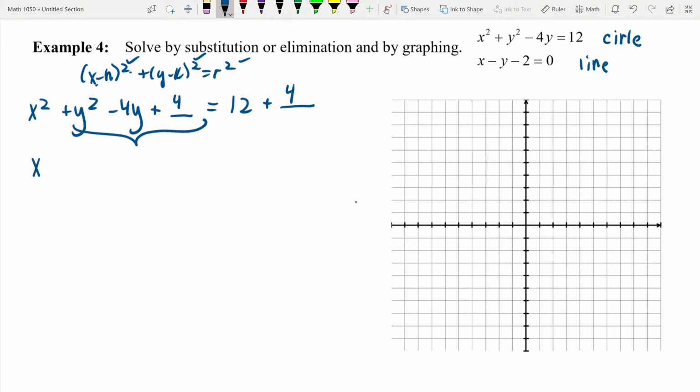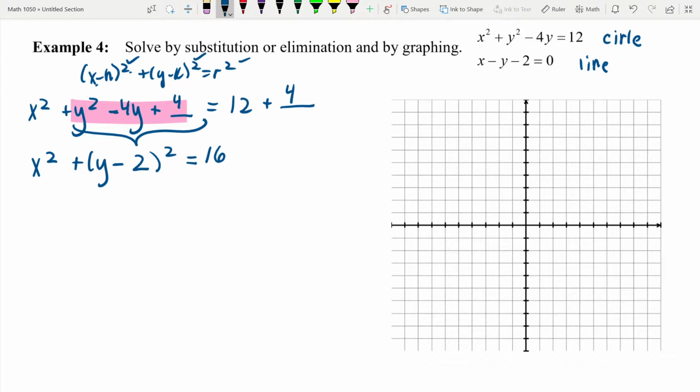The x to the second is fine. He was never the problem. Now I'm going to take this stuff right here and I'm going to factor it. So it goes to a plus right here. And then the y to the second just goes to a y. This negative goes right there. The square root of 4 is a 2. The whole thing squared equals 12 plus 4 is 16.